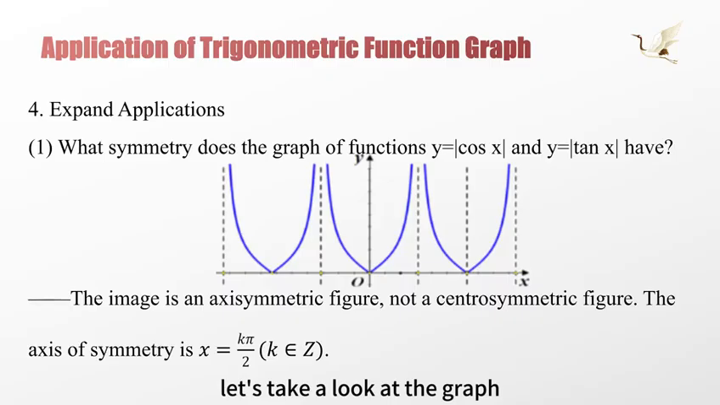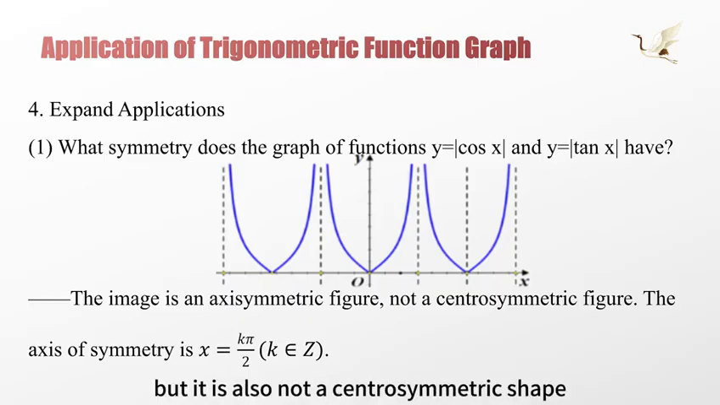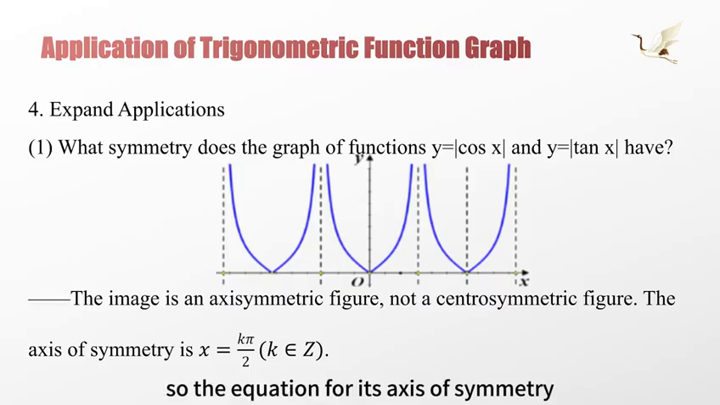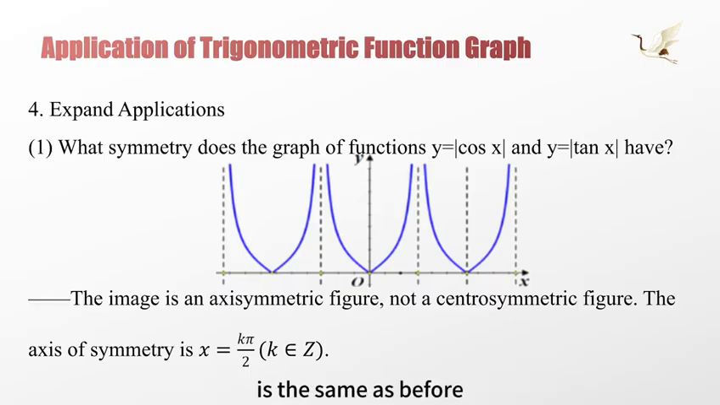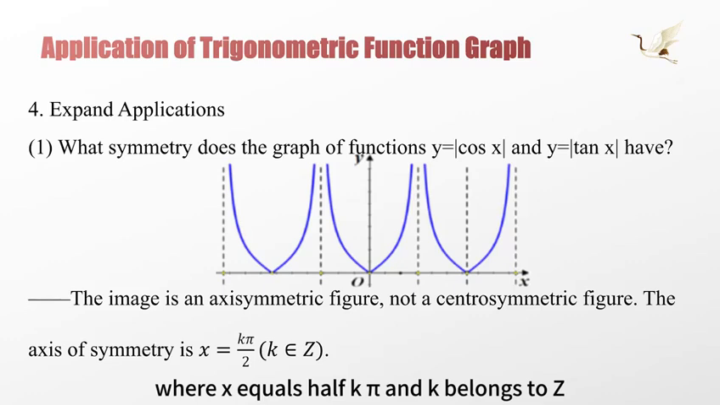Let's take a look at the graph where y equals the absolute value of tangent x. From the image, it can be seen that this image is an axisymmetric shape, but it is also not centrally symmetric. So the equation for its axis of symmetry is the same as before, where x equals ½ k pi and k belongs to Z.